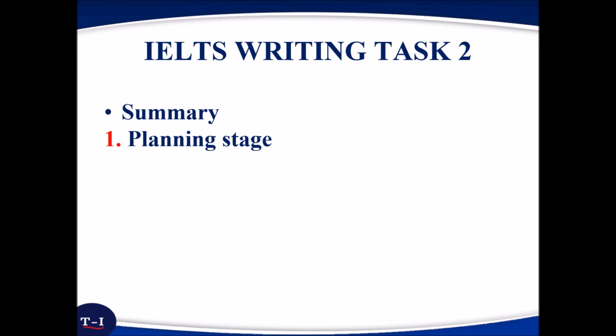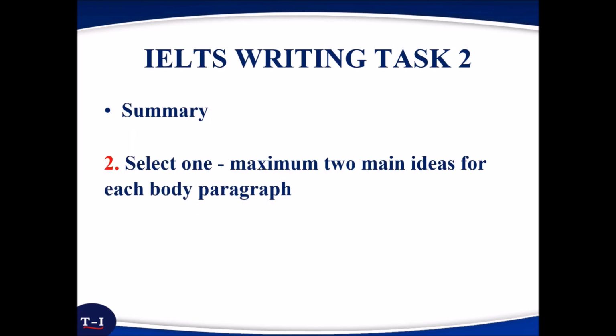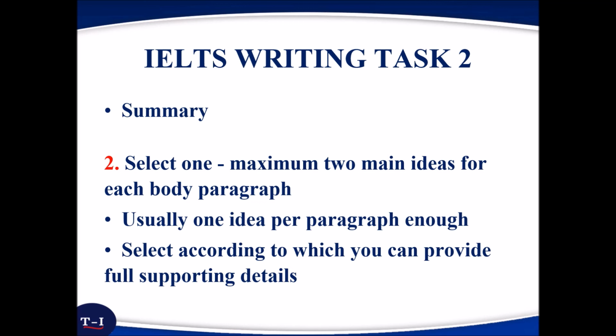And in summary, first of all, we have the planning stage. This is where you list your main ideas for the body paragraphs in note form, not full sentences, and you can do this on your question paper. Don't brainstorm or list too many ideas, and spend no longer than 5 minutes on your planning stage. Then select one or a maximum of 2 main ideas for each of your body paragraphs. Usually 1 idea per body paragraph is enough. When you choose which idea, select according to the ones that you can provide full supporting details for.